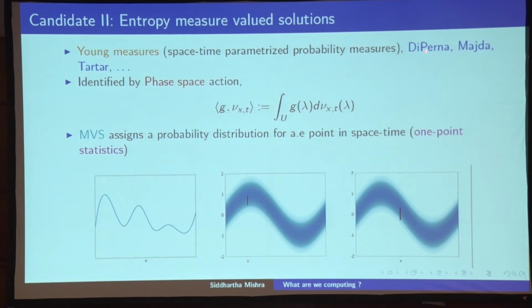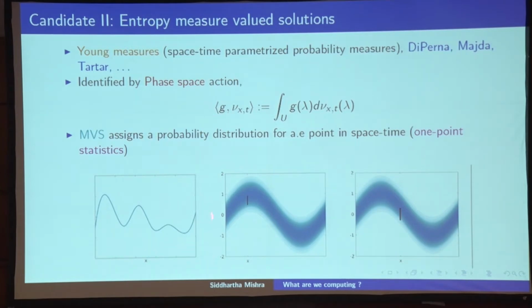This goes to DiPerna in the 1980s. Other people also contributed. Let me explain it in terms of this picture. So the classical or the weak notion of solutions is you fix time, so these are snapshots. You fix a point in space, almost every point, and you get a unique value of your observable, density, pressure, and so on. But in a measure-valued solution, at each point in space, what you have is not one value, but a whole spread of values and a probability distribution which tells you how likely a certain value is. At a different point, you have a different probability distribution. So when I say Young measures, think of probability density functions at each point.